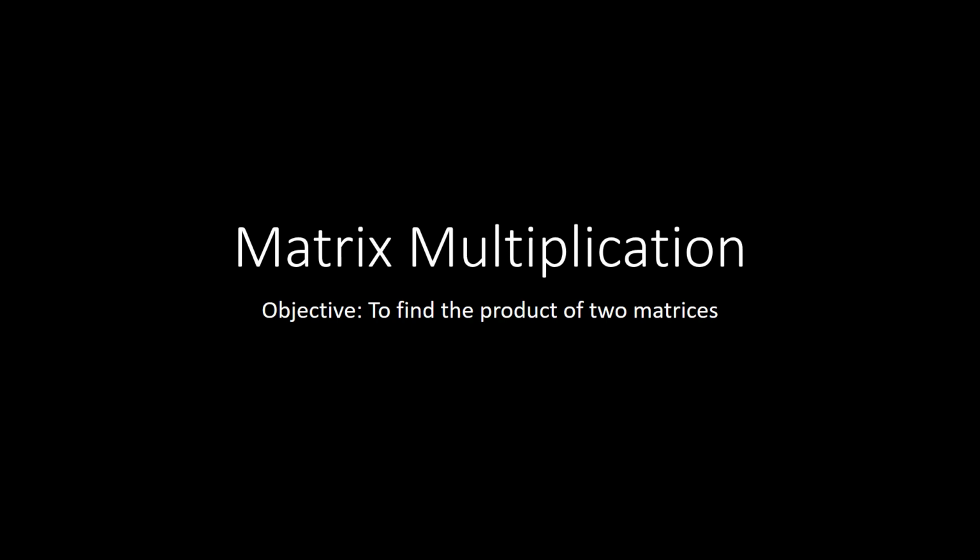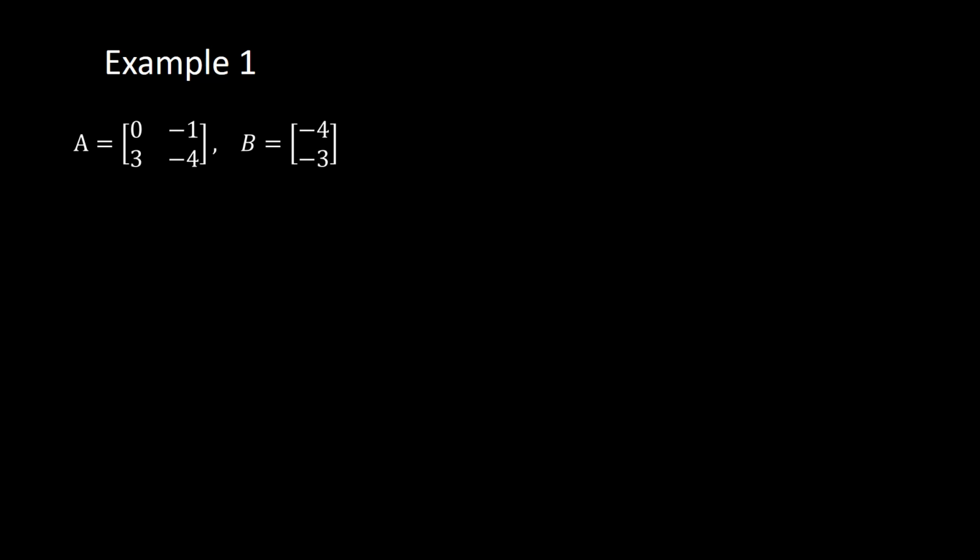In the last lessons, you learned how to add and subtract matrices, as well as how to multiply a matrix by a scalar. In this lesson, you're going to learn how to multiply two matrices together. So here's our first example, where we have matrix A and matrix B.